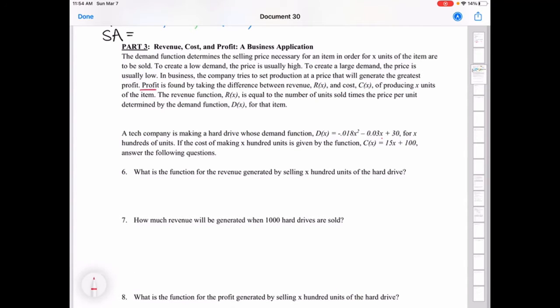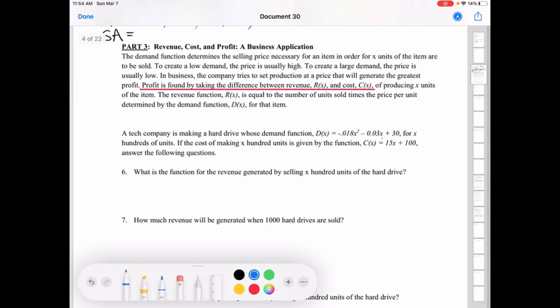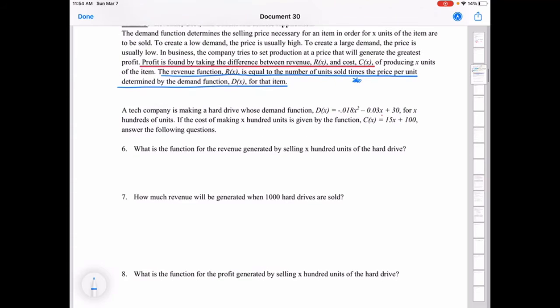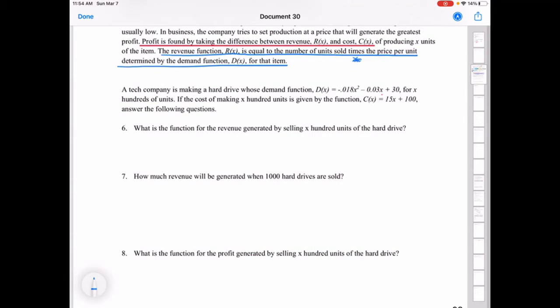One, they said a profit is found by taking the difference between the revenue and the cost. And then it also tells you that the revenue function is equal to the number of units sold times the price, which is determined by the d of x, the demand function, times multiplication. So looking at this tech company who's making hard drives, the demand function is d of x, which is right here. And then it says the cost is given by the c of x.